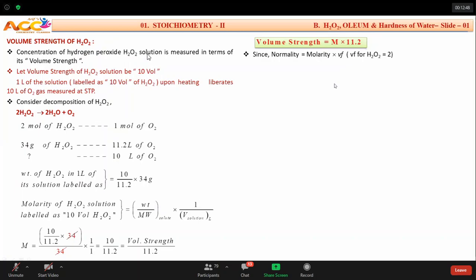Valency factor of hydrogen peroxide is 2. Therefore, volume strength is also given as normality into 5.6. This implies whenever we are talking about volume strength, we have molarity into 11.2, normality into 5.6.